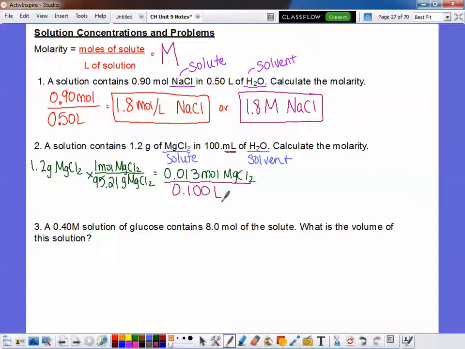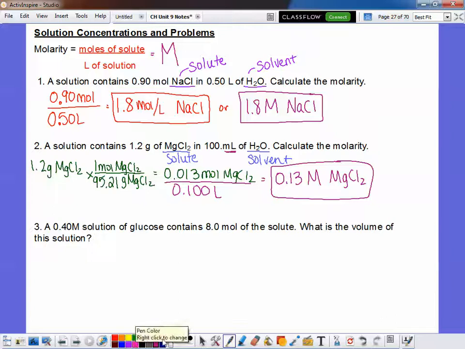So what is that? 0.13. And what's our unit? You can write it as moles per liter or as the big M. I don't care. And what is our label? MgCl2. Whatever the solute is, that is the label.